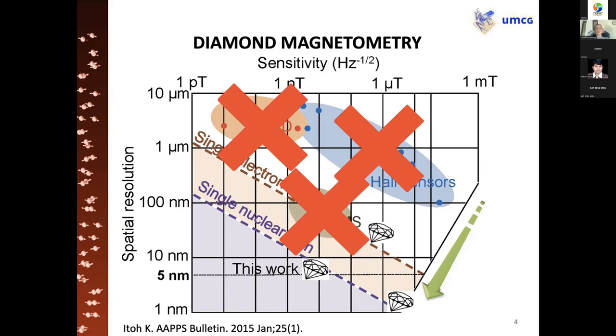So that is also not compatible with cells. And then the Hall sensors here, those are typically like wires that you connect with your samples. And that's also not something that you want to do with biological systems. So what's really left is clinical MRI, and that would be to the top right on this graph here, so it's not even on the chart, and the work that we do with diamond.